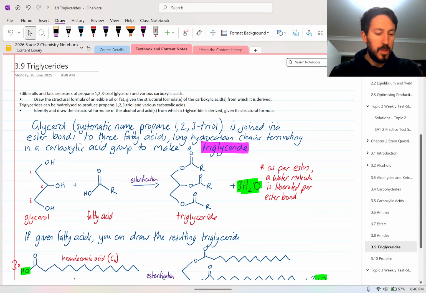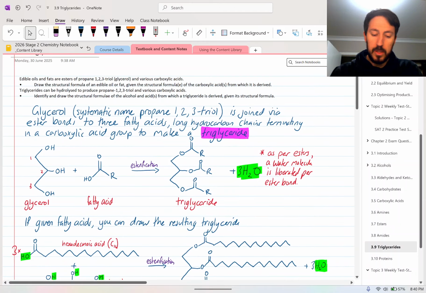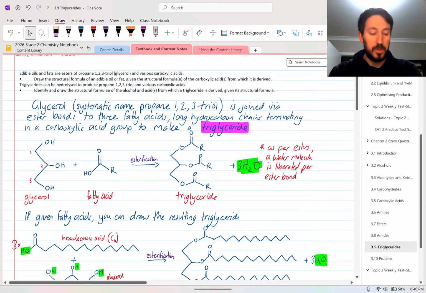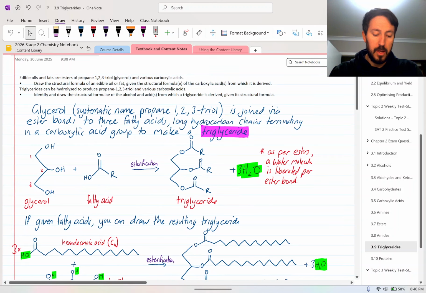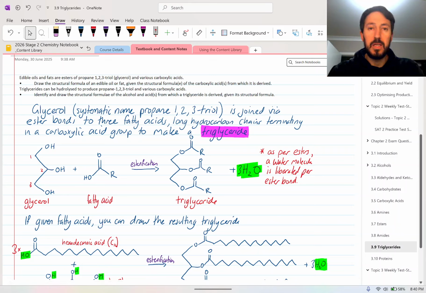Okay, year 12. So this video will be looking at subtopic 3.9, which is about triglycerides. Now, the first thing we need to know about triglycerides is that they are made up of two main types of pieces put together. The first bit is a glycerol, the systematic name of which is propane 1,2,3-triol. It has, obviously, by the name, 3 hydroxyl groups.